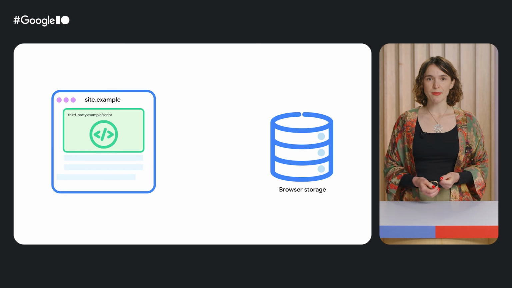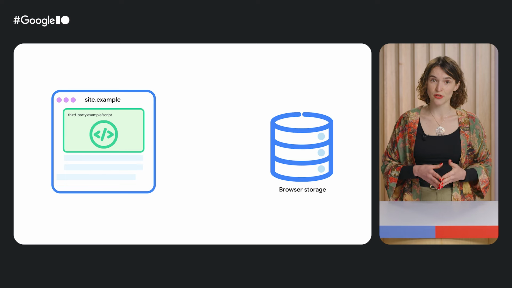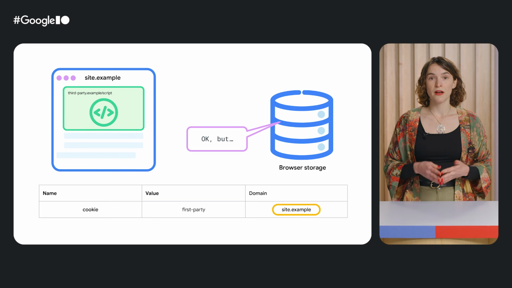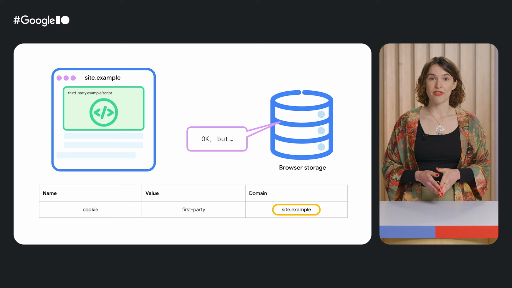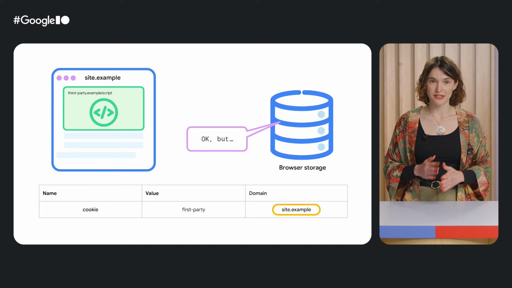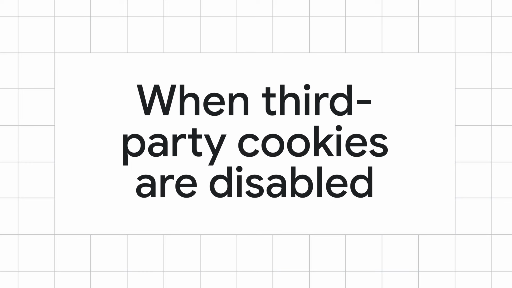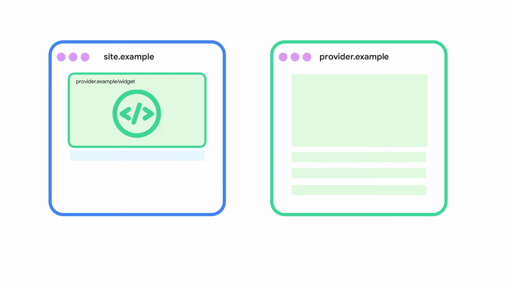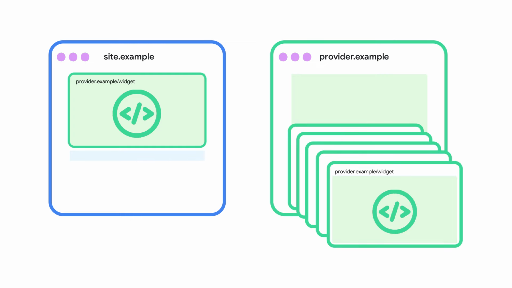For example, if a script from thirdparty.example is embedded on site.example, it can set a cookie associated with site.example using the document.cookie property. This cookie will be considered first-party within site.example and won't be sent with network requests to thirdparty.example. Now that we know what third-party cookies are, let's take a look at what happens if they are not available to the user. Imagine you have two sites, site.example that embeds a third-party widget or script, and provider.example that provides embeddable content, scripts, or widgets.